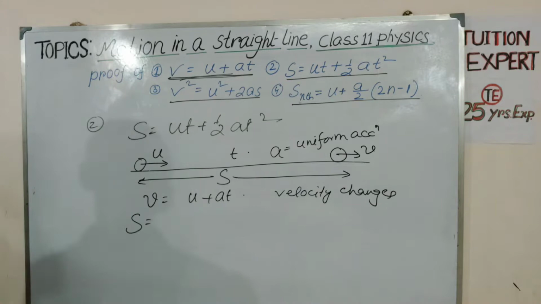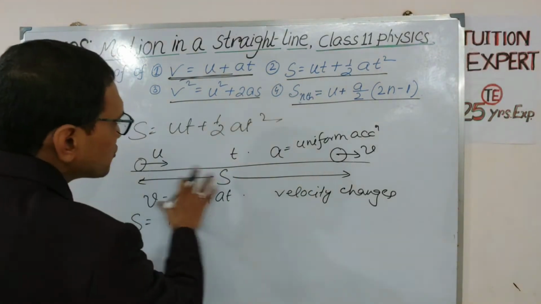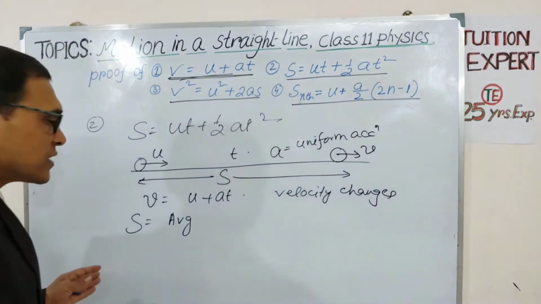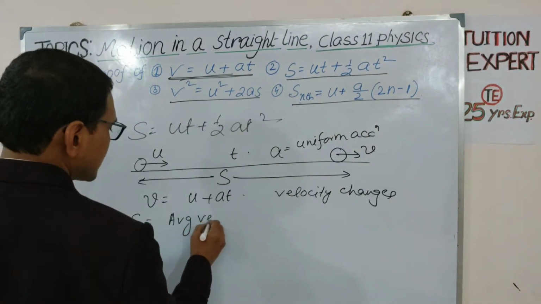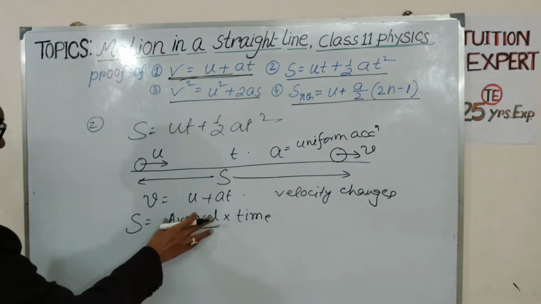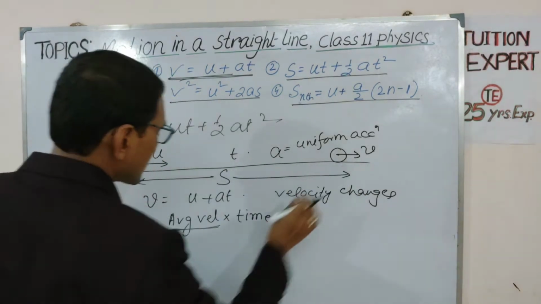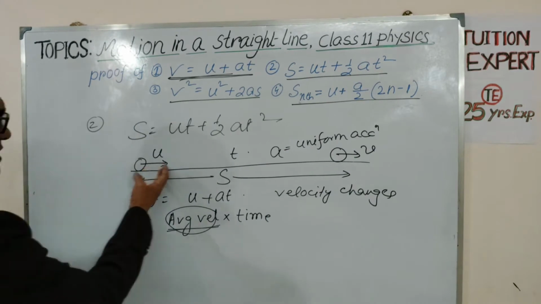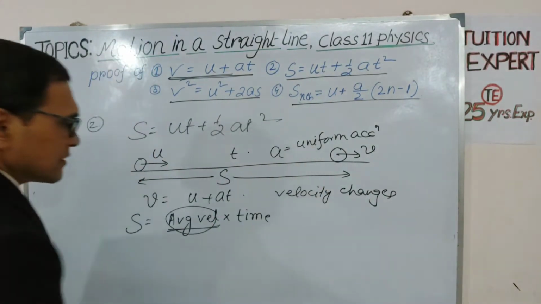Now what is the distance? Distance here will be based on the average. If velocity changes, then we have to consider a constant velocity, which is the average. We can assume that the average velocity is constant. Distance is average velocity into time. This average velocity may be assumed to be constant throughout the motion, but actual velocity changes. But if we take the average velocity, then it is constant throughout the motion.